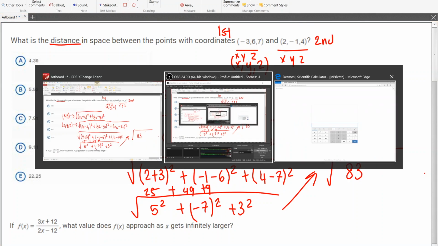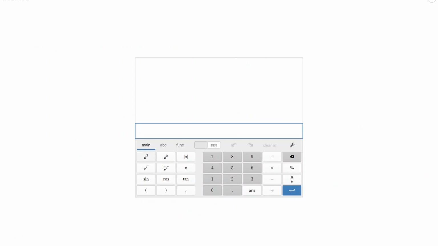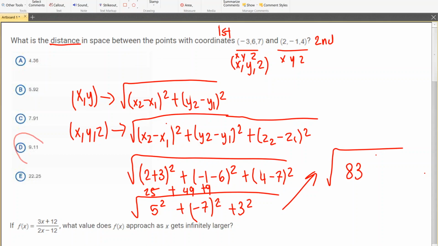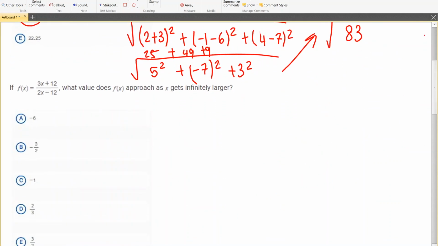Now let's plug that into our calculator. Radical 83. And that'd be 9.11. So here's our answer. Now let's go to the second question.